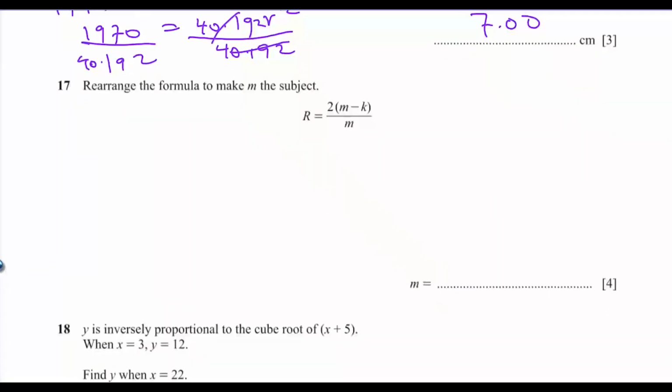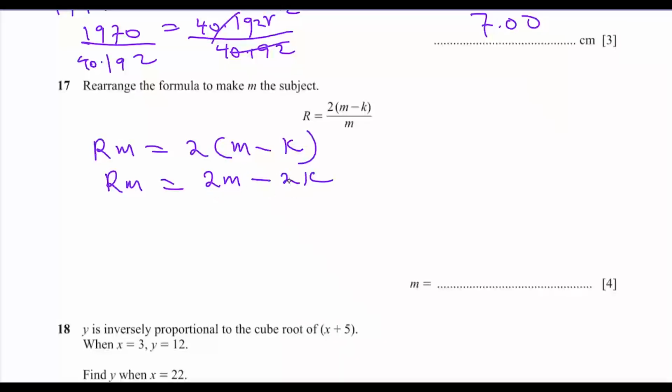Rearrange the formula to make m the subject. Okay, so here we need to firstly cross multiply. We have rm equals 2 into bracket m minus k. So we have rm equals, let's expand this bracket, 2m minus 2k. Then we need to make m be on the same side. So we have rm minus 2m equals negative 2k.